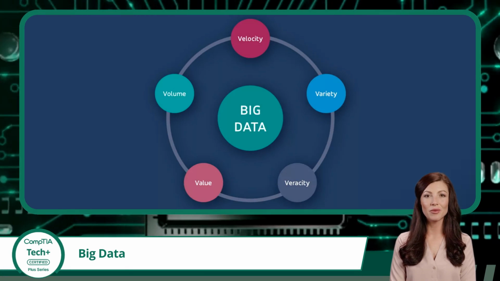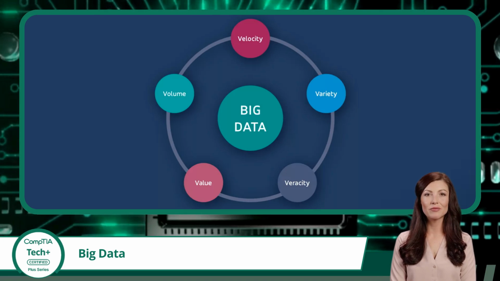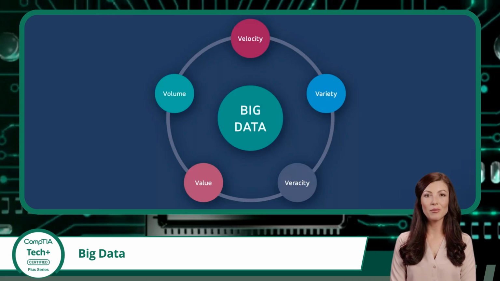To really understand big data, we often break it down into 5 key characteristics. These are known as the 5 V's. First up is volume. This refers to the massive amount of data being collected. We're talking terabytes, or even petabytes, from sources like social media, sensors, or online transactions.